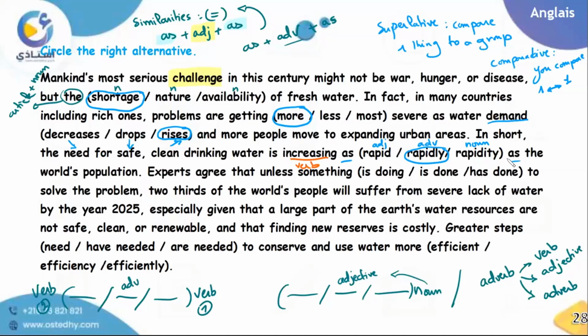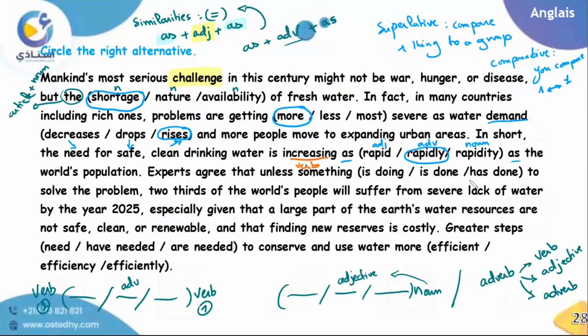Which form is correct? Something is doing, is done, or has done to solve the problem. Something, we can't say is doing, because something, it's not the subject. We don't know what it is.